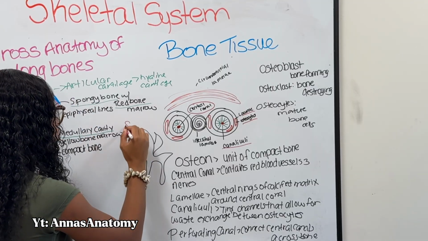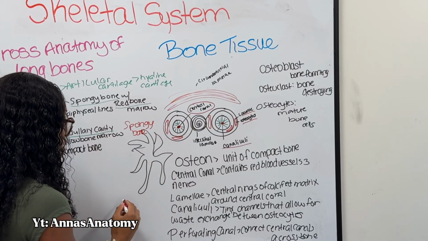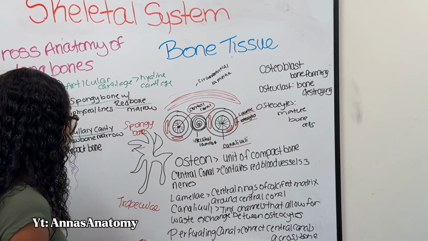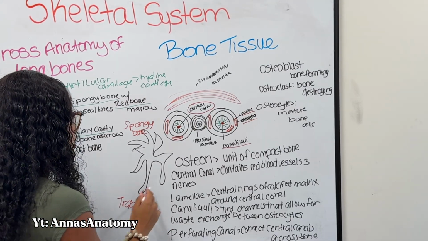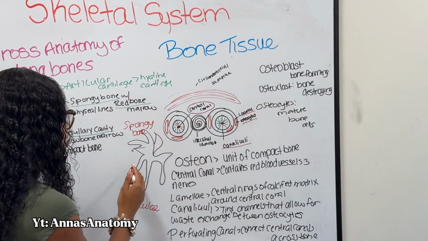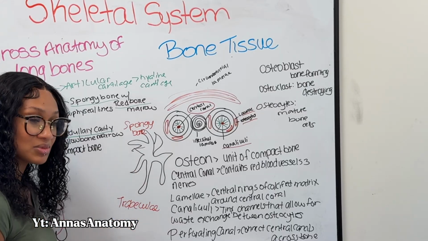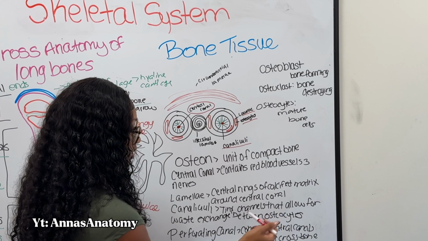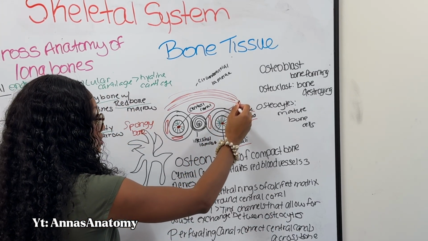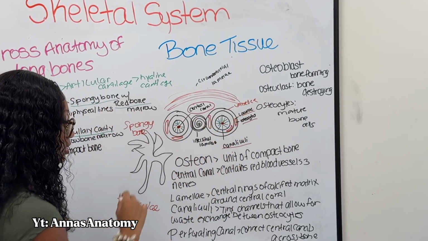Over here, we have spongy bone, which contains trabeculae. You can see the difference between spongy bone and compact bone. Compact bone is hard and dense. Spongy bone is more loose and less dense, more free. These are concentric rings of the calcified matrix around the central canal. So these are lamellae rings. Just say lamellae, the rings around it.